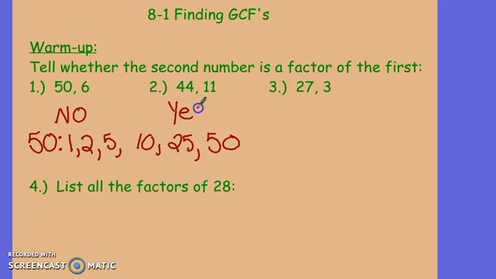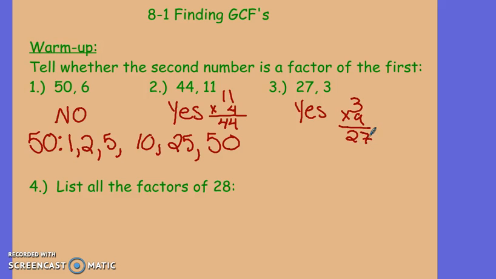Yes, 11 is a factor of 44 because 11 times 4 equals 44. So yes, it is. 27 and 3, yes, because 3 times 9 is 27. So yes, it is a factor.